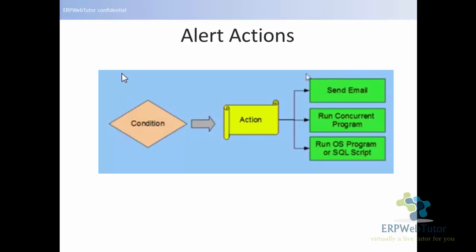Okay, so the action, what kind of action? Sending an email. It could be running a concurrent program. It could be an operating system program or just a SQL script. Okay. So we will see some of these things when we see this in the application itself. But basically, these are the different kinds of actions that can be performed using alerts.